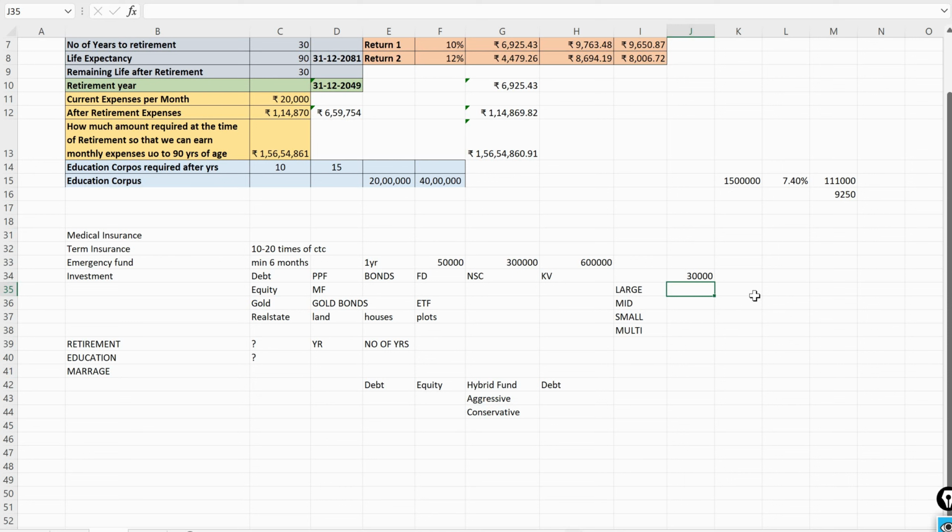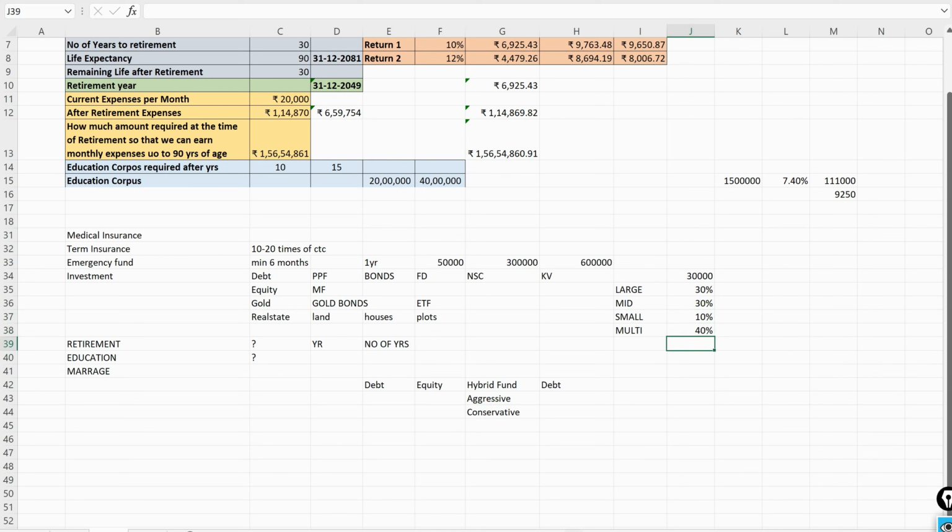As per my risk taking capacity, I can go ahead with suppose 5 to 10% in small cap. In mid cap we can go ahead with 20 to 25%, or we can go with 30%. Then large cap we can go with 30%, and multi cap we can go with 40%.